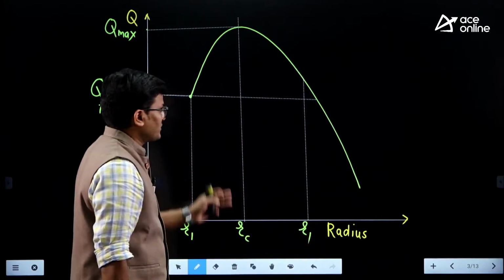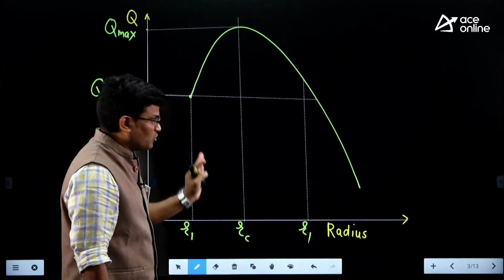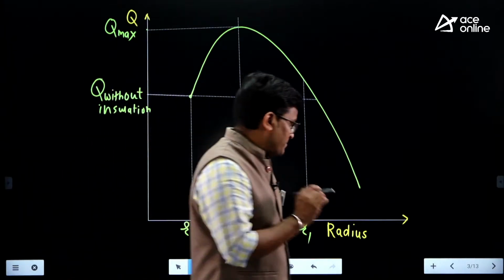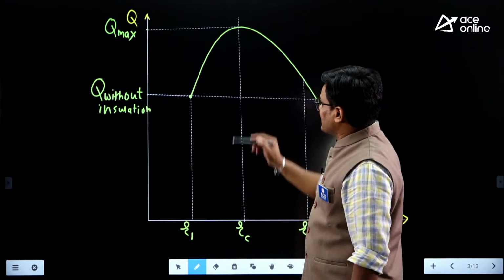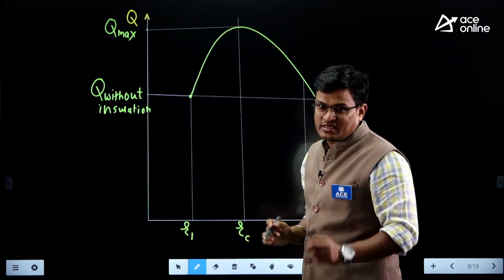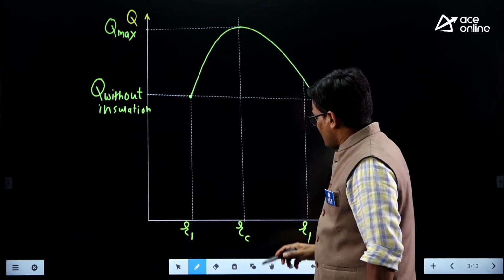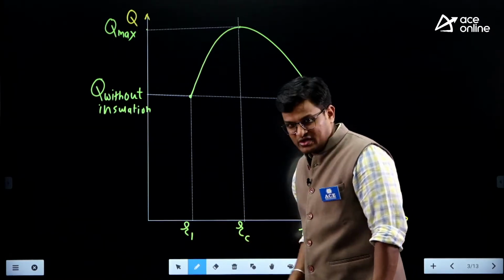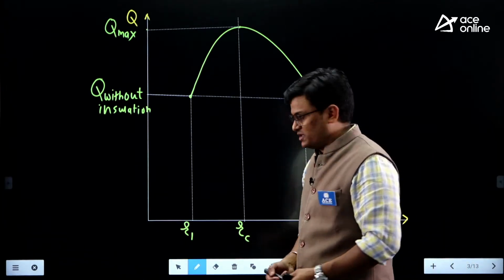Okay, this is R1, right? So now the question is, if you are able to read this graph enough, you can solve any question. So what I am trying to say, listen carefully. At RC, this heat loss is maximum. Now it depends whether you manufacture less than R1 or greater than R1. That is choice, that is purely choice.